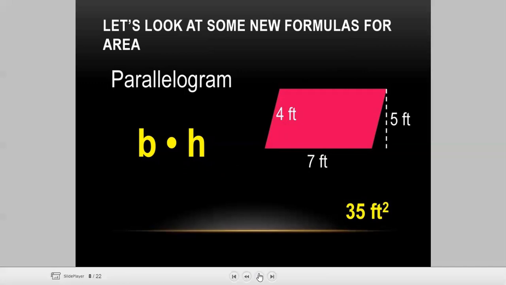Let's look at some new formulas for area. The parallelogram contains the sloped side and the base. So we just need the height for the area.